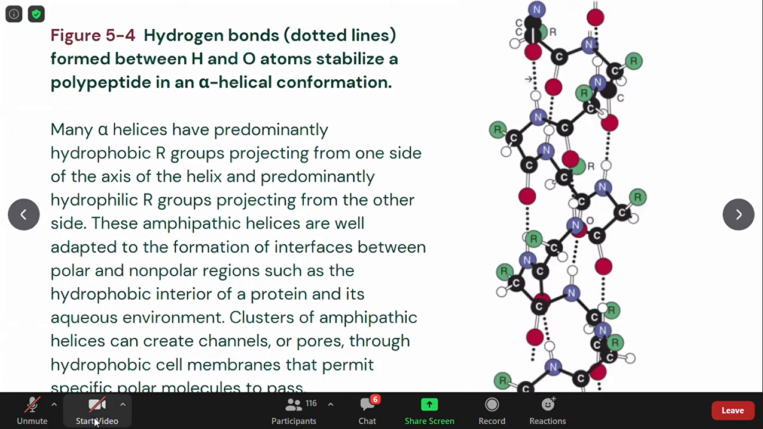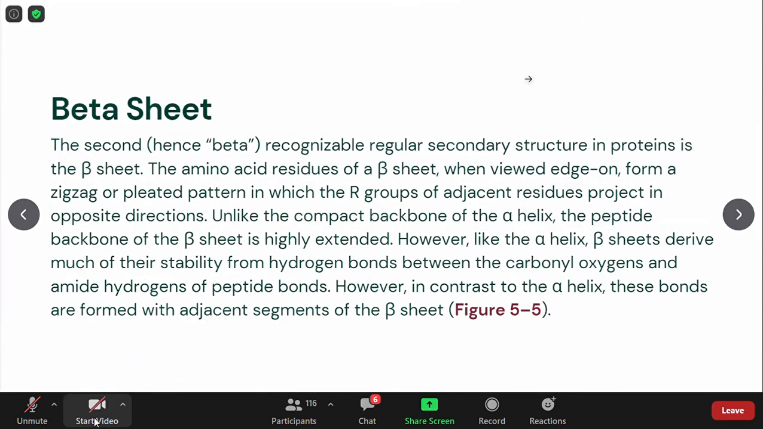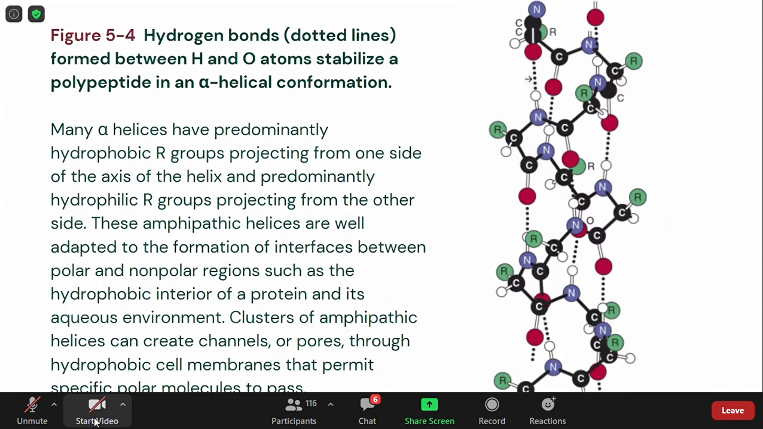This structure is stabilized. So that's the alpha helix. So the next structure that you can see in the secondary structure is the beta shape.